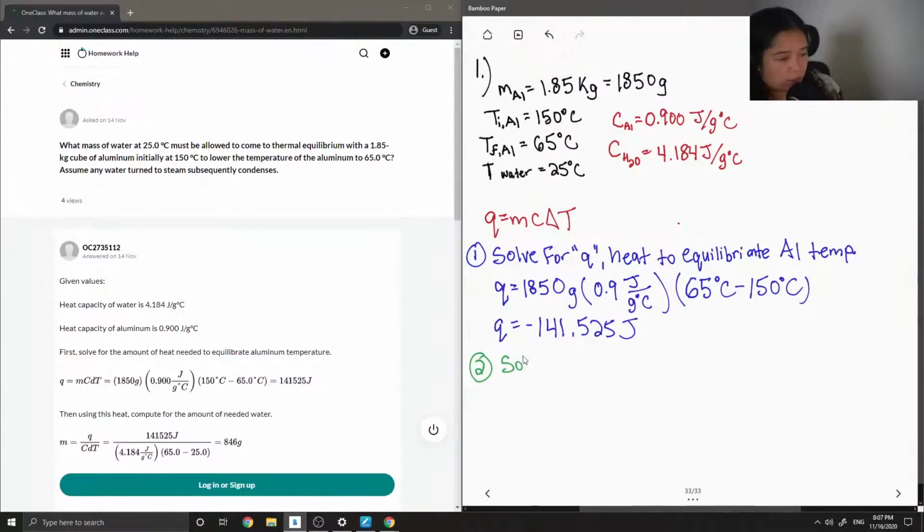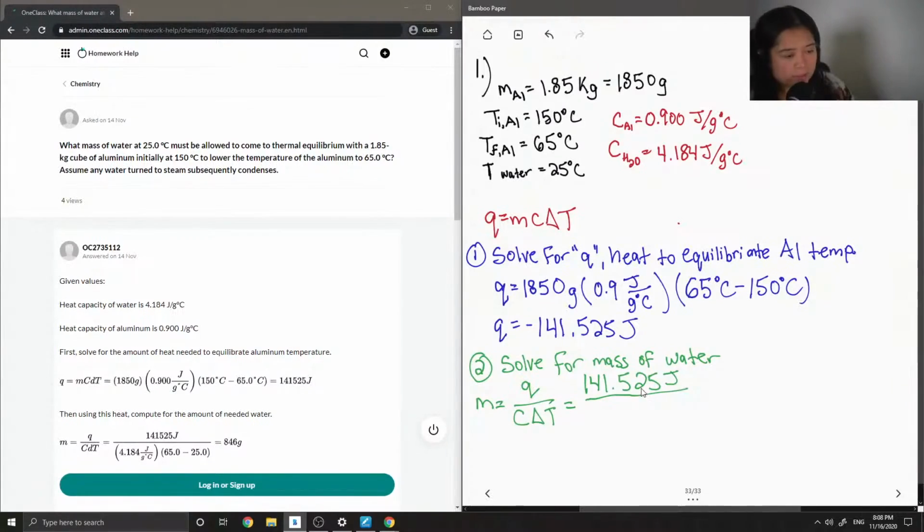Part 2 of this question is to solve for the mass of water. Using the same equation, Q equals mc delta T, but I am going to rearrange it so that m is equal to Q over c delta T. My Q value will just be the heat that I calculated in the first part of the question, but the positive value.